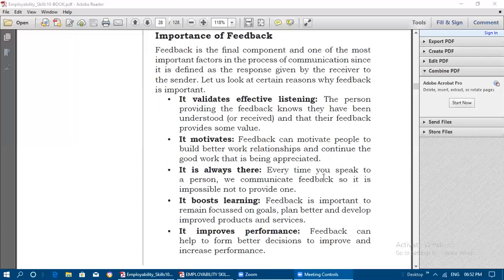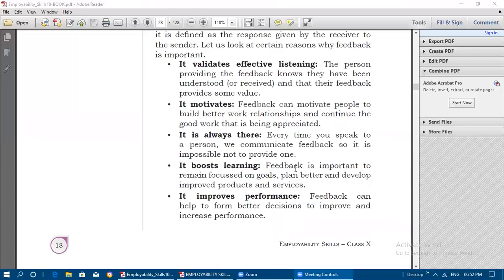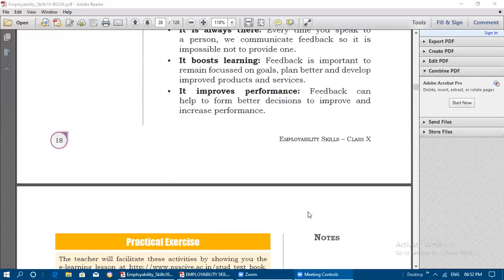Okay, it is always there. Every time you speak to a person, we communicate feedback, so it is impossible not to provide it. And it boosts learning. Feedback is important to remain focused on goals, plan better, and develop improved products and services. So we can develop better products and plan for that if we are focused on goals. And it improves performance. Because of this planning, performance also gets improved. Feedback can help to make better decisions and to improve and increase performance.